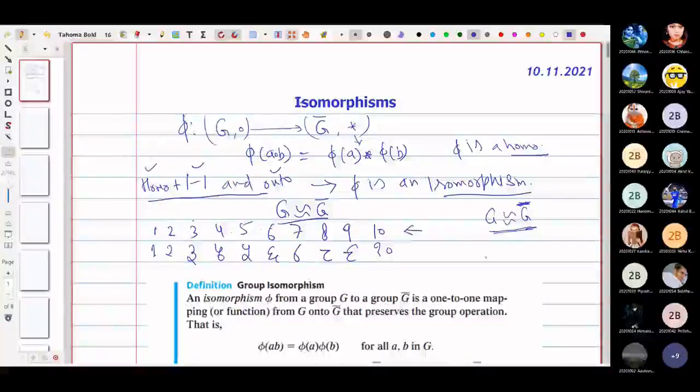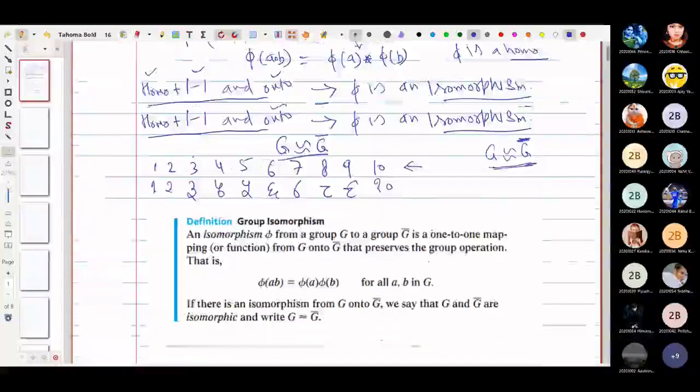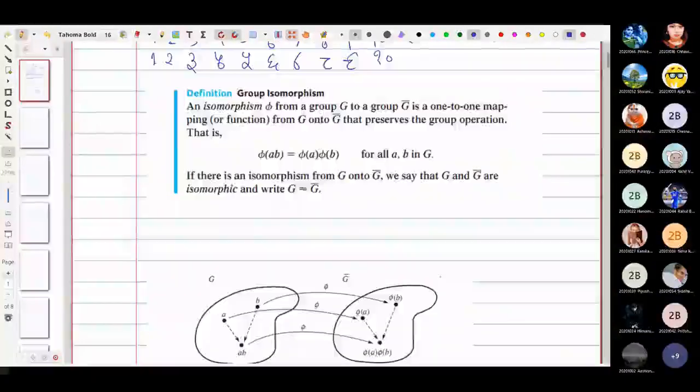Okay, so similar properties will also be there. So let us see what is the official definition of group homomorphism. The same thing that I have discussed is written here.